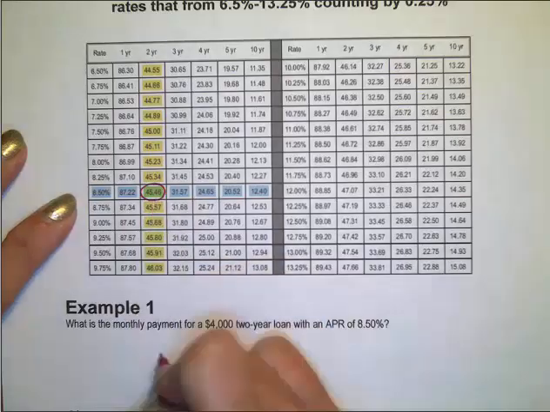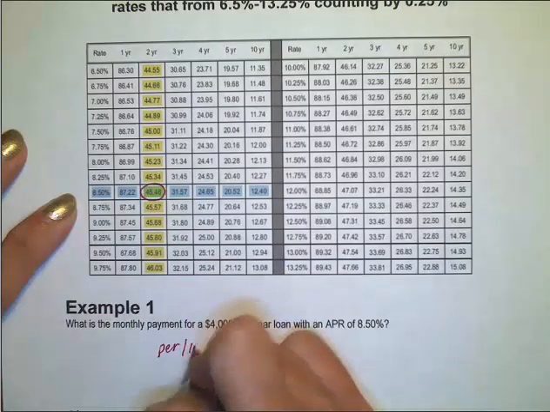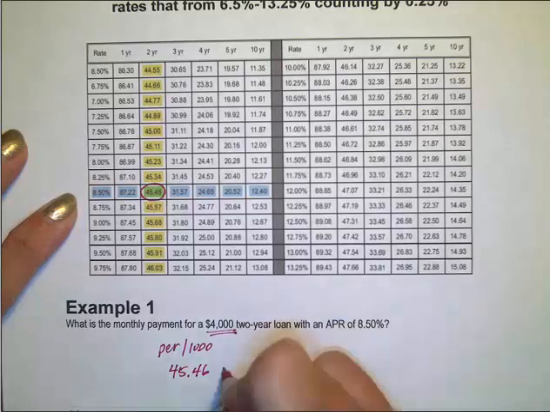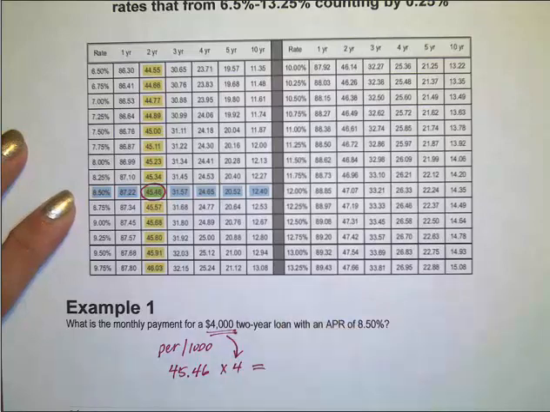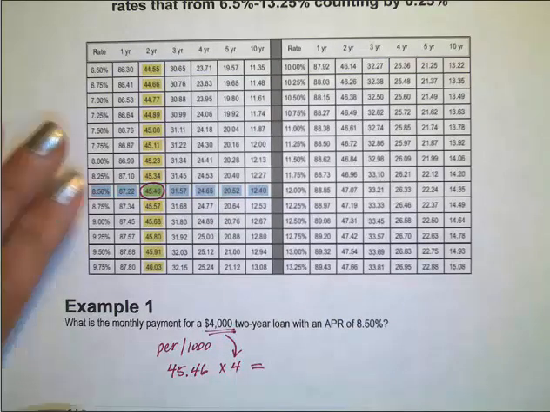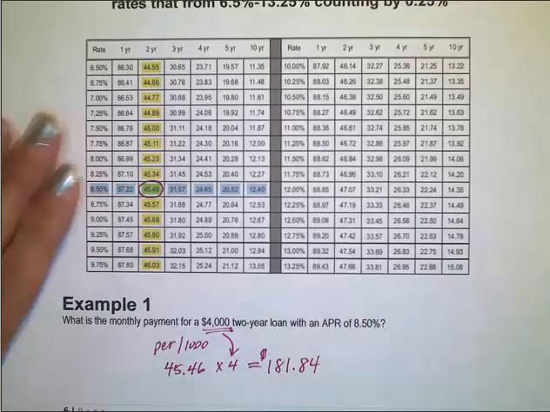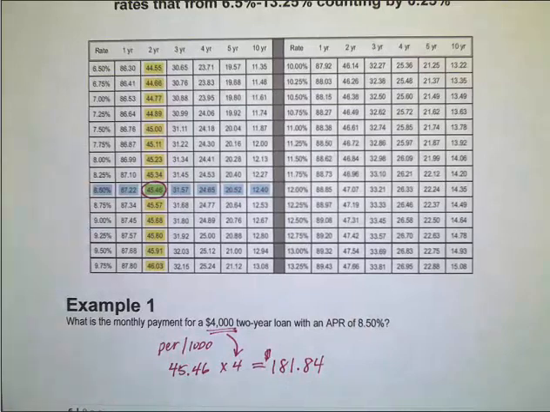So per 1,000, I'm paying 45.46 a month. But since my loan is for $4,000, I have to multiply this by 4. So go ahead and pause and find the answer. You should have gotten $181.84. So my monthly payment is $181.84. For $1,000, I would only be paying $45.46. But for a $4,000 loan, I have to multiply that by 4. Okay, so hopefully you understand how to read the table and how to get it when it's more than 1,000.